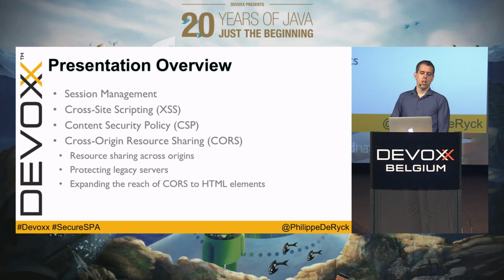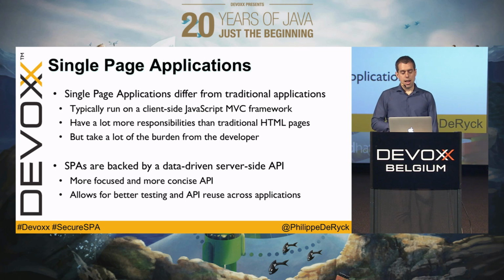And that essentially leads me to the wrap-up of what we talked about today. We have covered CORS now, and we have 4 security topics. And the main lesson I want to teach you, or the main topic I want to bring across, is that single-page applications differ from traditional applications.